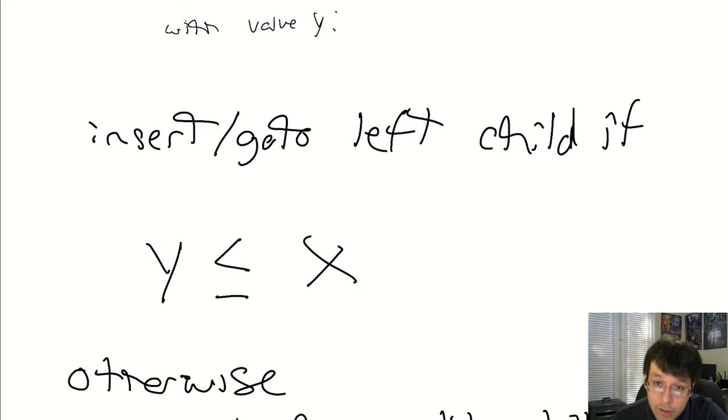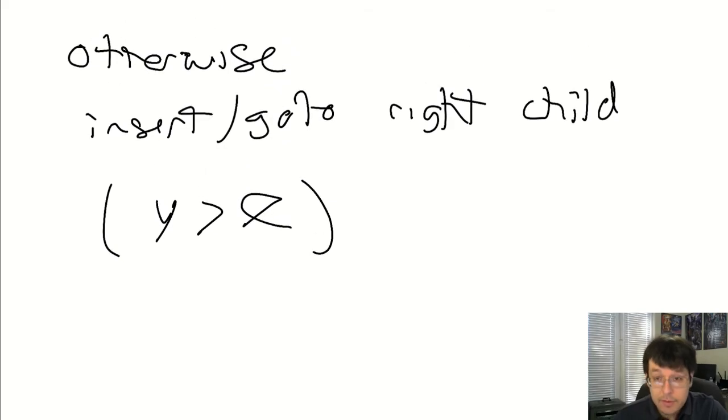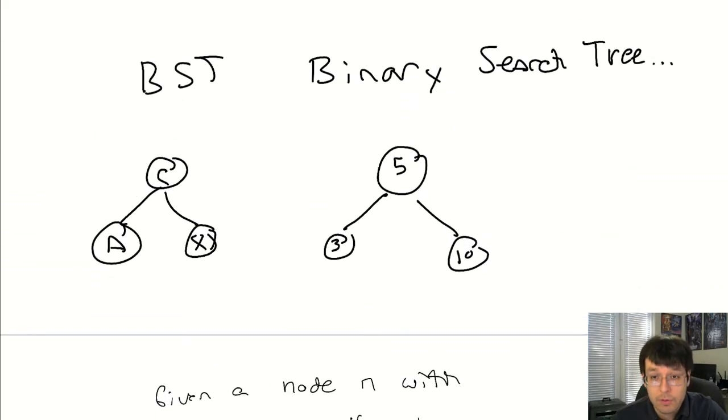If y is smaller than or equal to x, so again, if you have a number 3 and you're comparing with 5, if 3 is smaller than or equal to 5, put it to the left. If y is greater than the value of x, put it to the right. So if you're putting in a 10 and 10 is greater than 5, then put it to the right. Okay? So that basically says that any numbers that are smaller than or equal to 5 go to the left. Any numbers bigger than 5 go to the right. And that's because we're looking at this node.